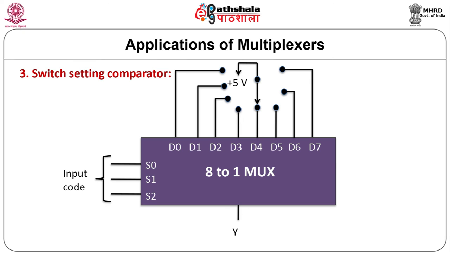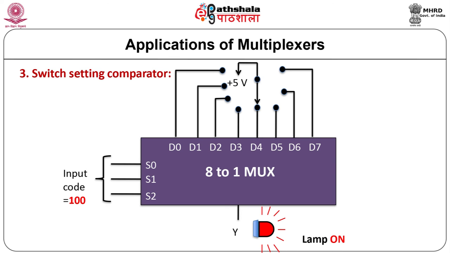The figure indicates the use of an 8 to 1 multiplexer as a switch setting comparator. When the input code is 000, the MUX output is 0, thus the lamp is off. Let's consider another code. When the code is 001, the multiplexer output is still 0, thus the lamp is off. When the input code is 100, the multiplexer output is 1, thus the lamp is on.